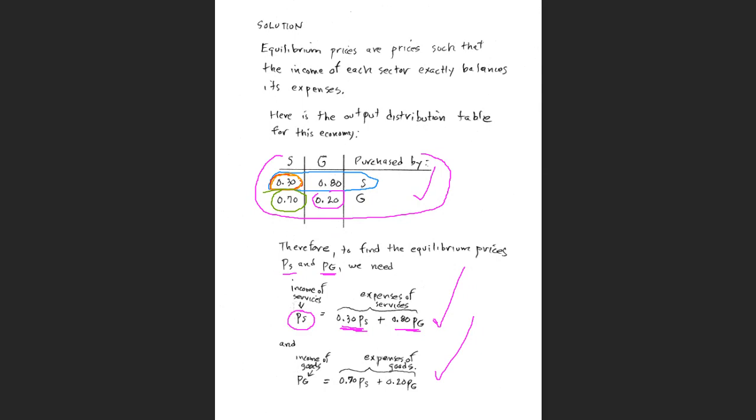Meanwhile, the income of goods has to equal what it's paying out. It's buying 70% of the price of services and 20% of the price of goods. So the income of goods has to equal 0.70 times PS plus 0.20 times P sub G.